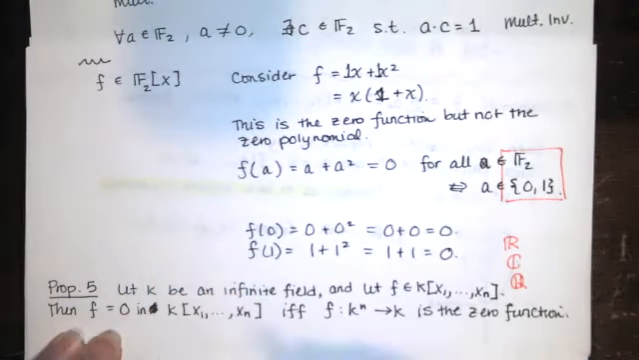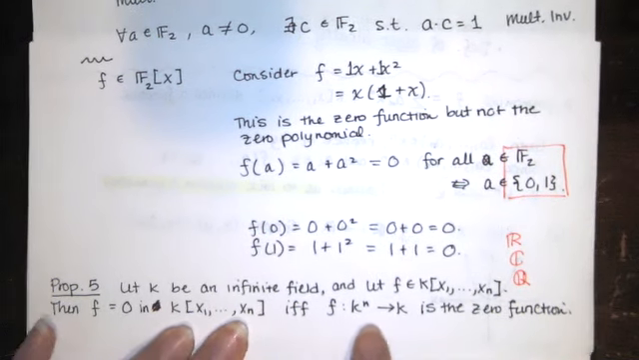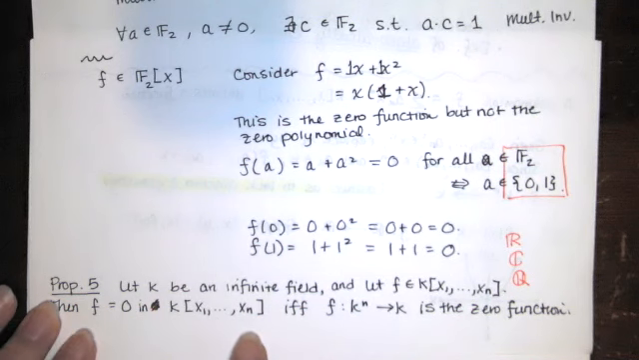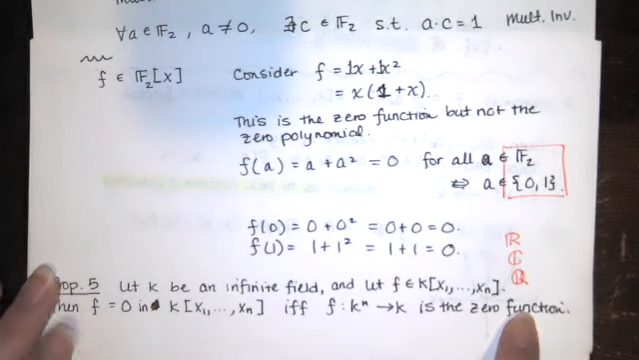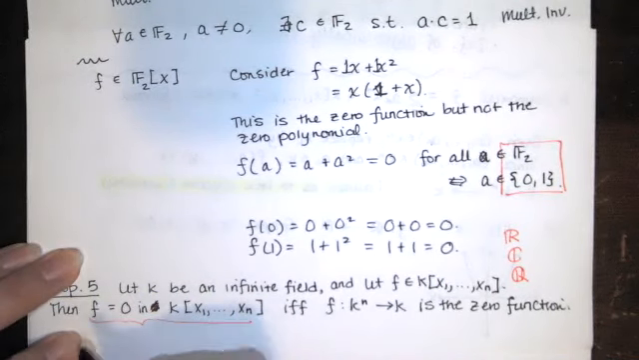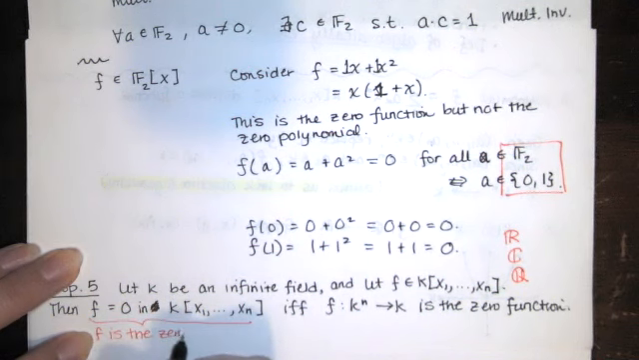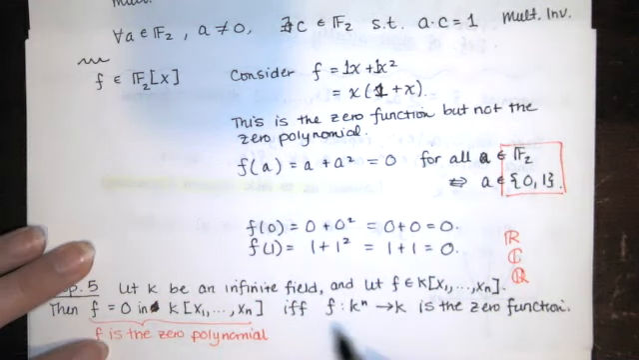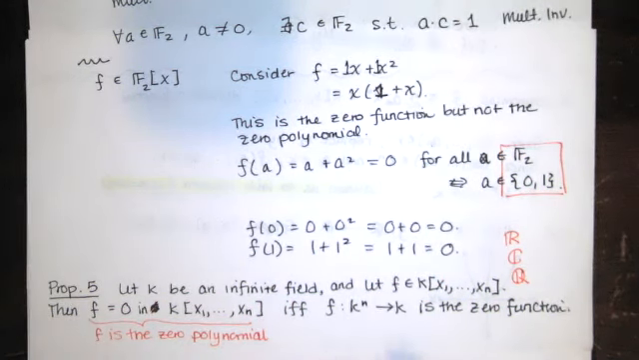F is equal to the 0 polynomial in the polynomial ring if and only if F is the 0 function. So that's what we mean over here. The 0 polynomial means all of the coefficients a sub alpha are equal to 0. And over here we're saying F is the 0 function.